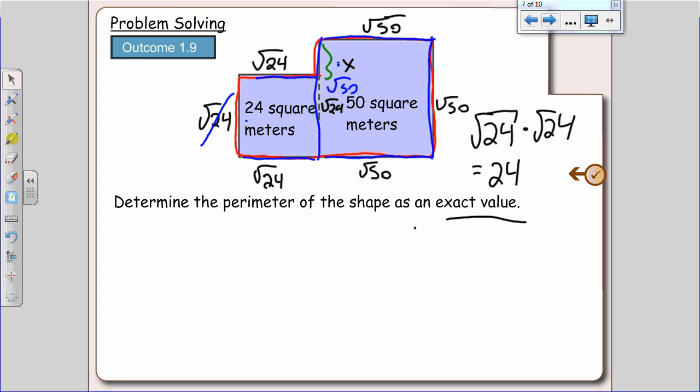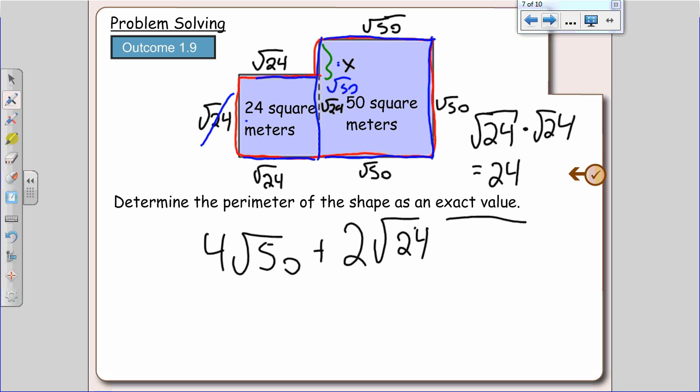What do we do when we have radicals? You gotta simplify. What chart do you need? Square chart. 2 squared is 4, 3 squared is 9, 4 squared is 16, 5 squared is 25, but 25 goes into 50. So this one right here is going to change into 4 times the square root of 25 times the square root of 2. See how I broke the 50 up? Plus.